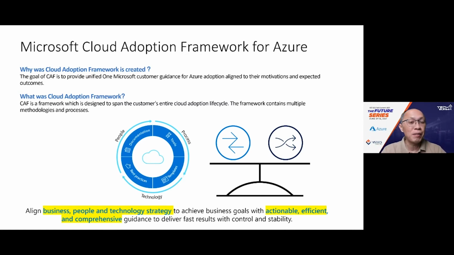It's very prescriptive. It's step by step, but you also have the flexibility to start wherever you want. While it can be run through sequentially, you don't need to. We'll talk about that in a little while. It spans the entire cloud adoption lifecycle, and there are multiple methodologies and processes. So basically, it aligns the business, people, and technical strategy to business goals with actionable, efficient, and comprehensive guidance. So those are your keywords here.